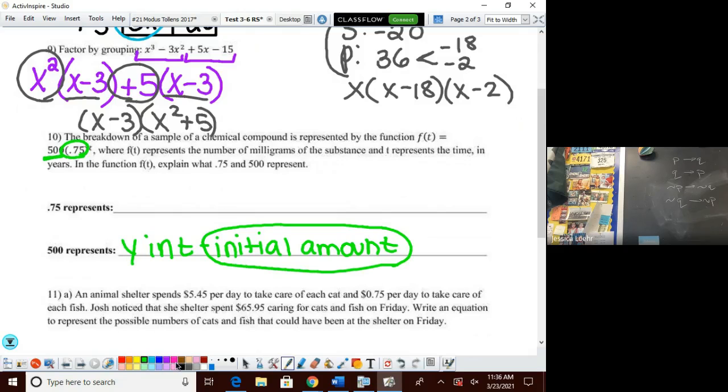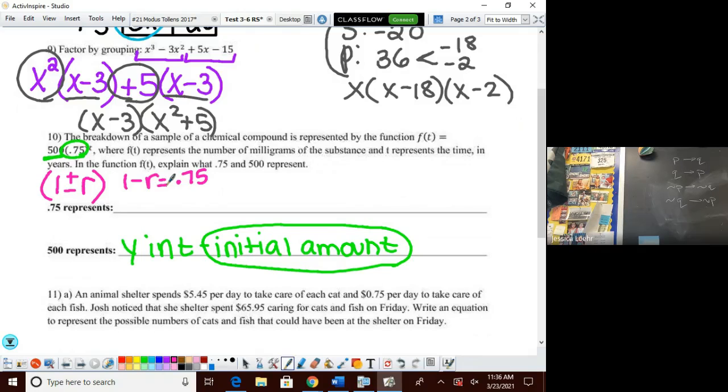Now, your formula for exponential functions in the parentheses is 1 plus or minus r. Remember that? If it's going down or decaying, you're subtracting. So the 0.75 is equal to 1 minus r. So you need to figure out what the rate is, okay? What percent I'm going down by.